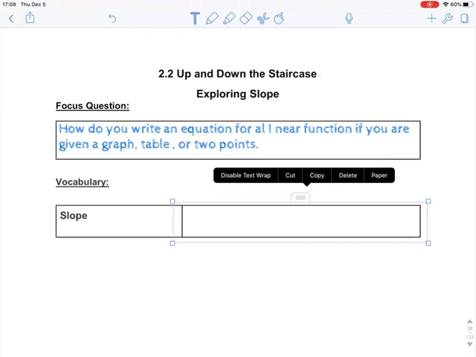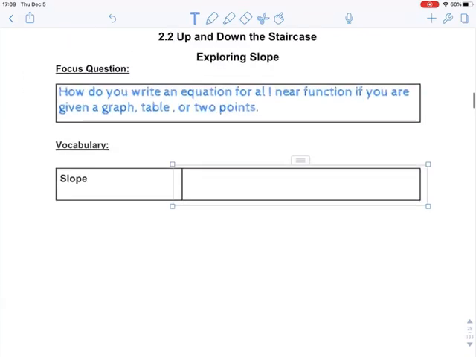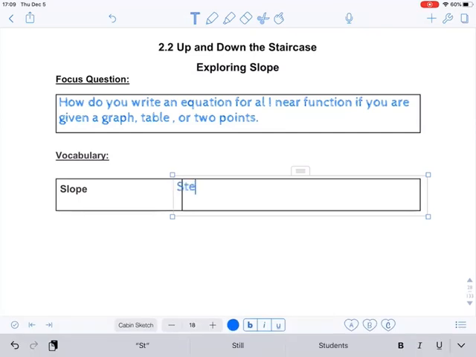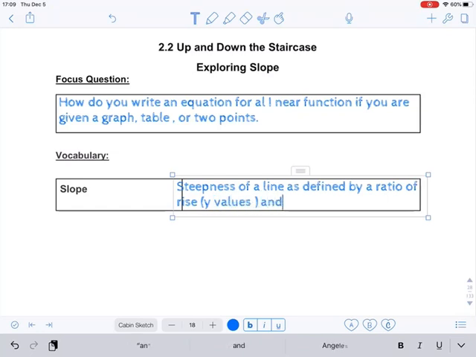Slope is the measure of steepness. The steepness of a line as defined by a ratio of rise over run, which should be our change in y values over change in x values.